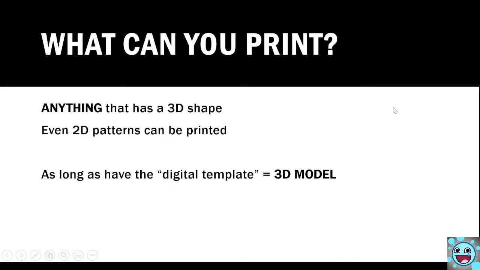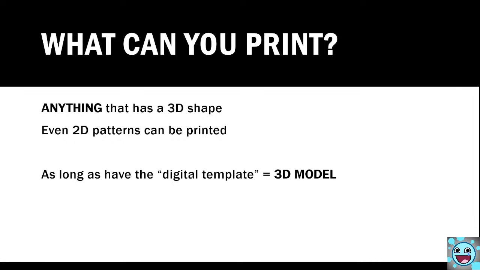What can you print with 3D printing? If you have an object, anything that has a 3D shape, be it a water bottle or bolts and screws, or maybe forceps or whatever that you can print. Even 2D patterns can be printed if you extrude them.